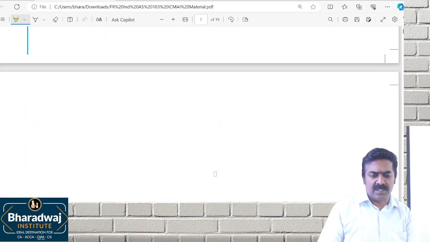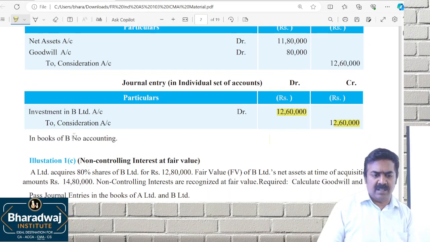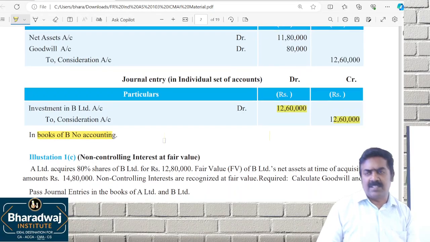Goodwill. The difference will give us goodwill. Net assets, goodwill to consideration account. Okay, so in the books of the other company, we just make an investment. We just make what investment?